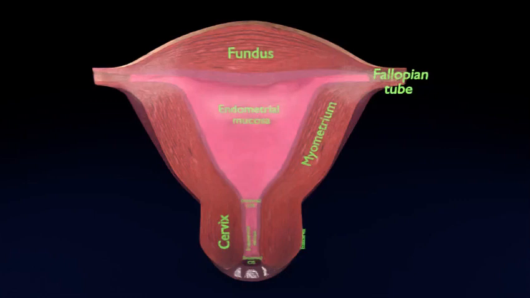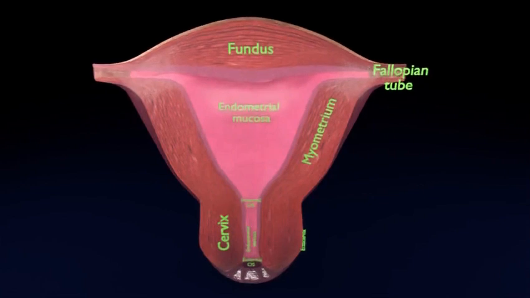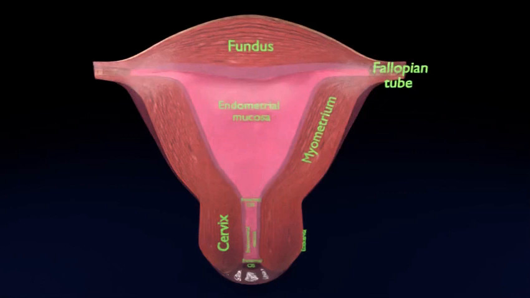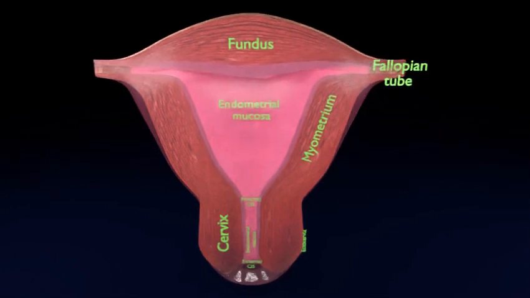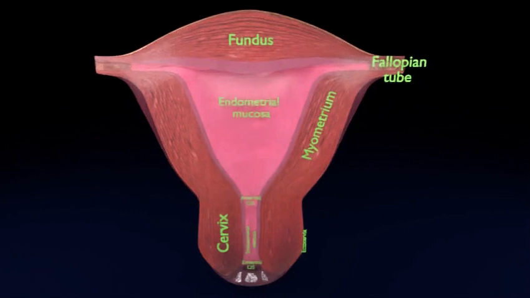This video is going to demonstrate the anatomy of the uterus. Anatomically, the uterus is an inverted pear-shaped muscular organ of the female reproductive system located between the bladder and the rectum. Its function is to nourish and house a fertilized egg until the fetus is ready to be delivered.